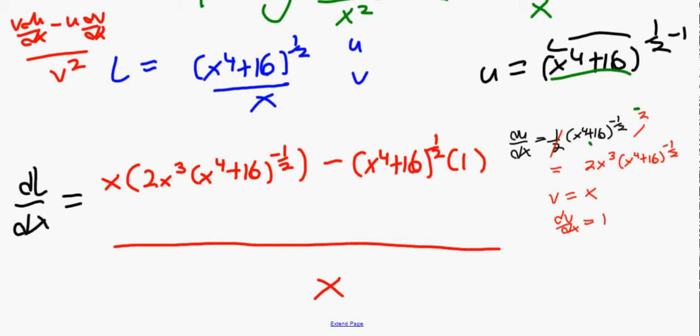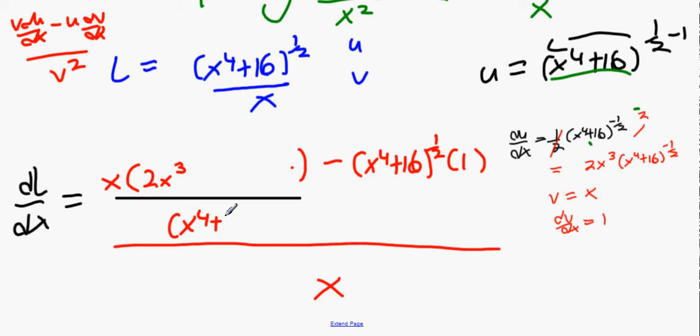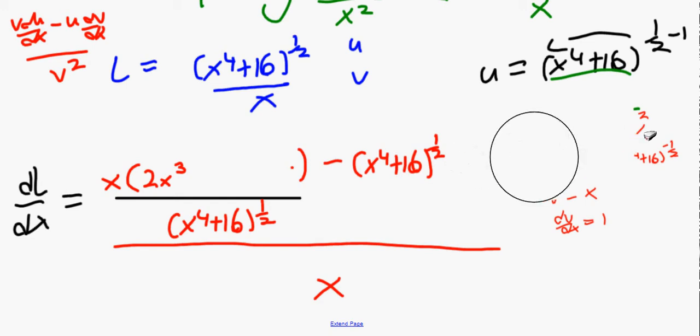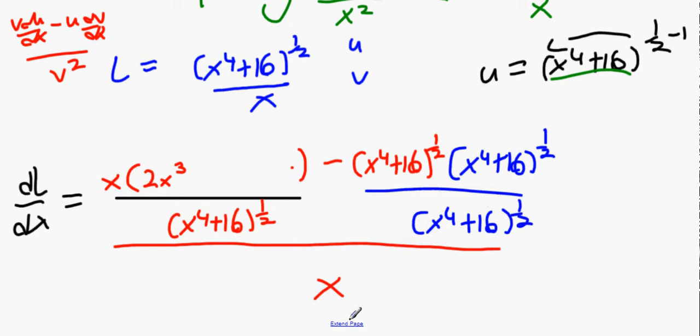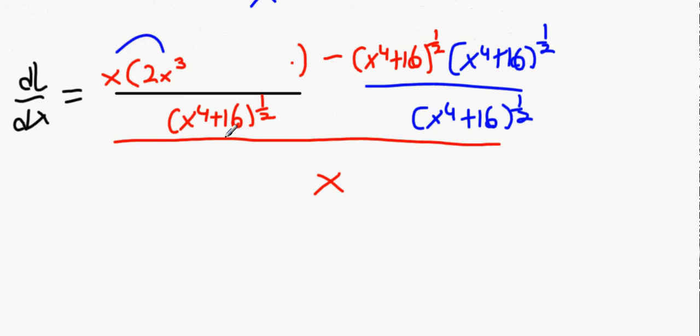Now what we're going to do right away is take this x to the 4 plus 16 to the power of minus a half and move it onto the bottom, so it's going to be x to the 4 plus 16 to the power of a half. Now, because this other term doesn't have a denominator either, we can multiply top and bottom by the same denominator here. So we're going to get x to the 4 plus 16 to the power of a half divided by x to the 4 plus 16 to the power of a half. Now what that's going to create is 2x to the 4 on top.